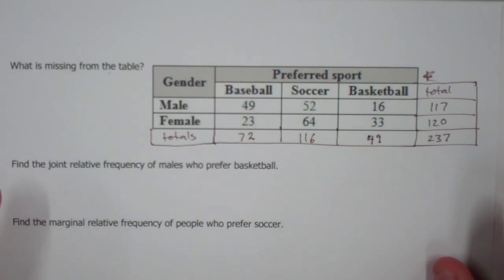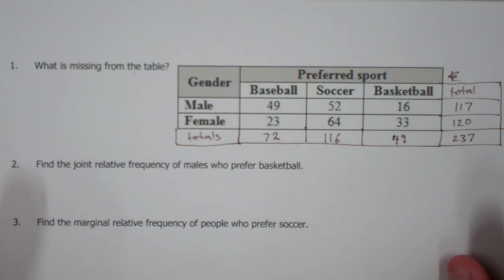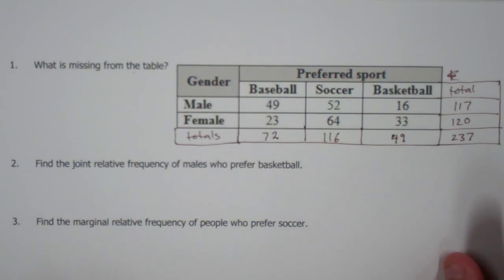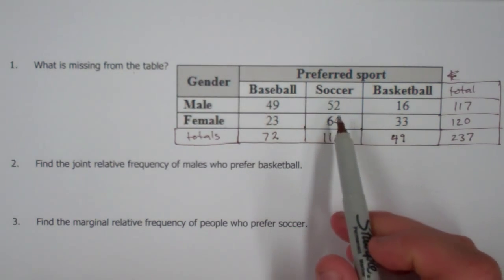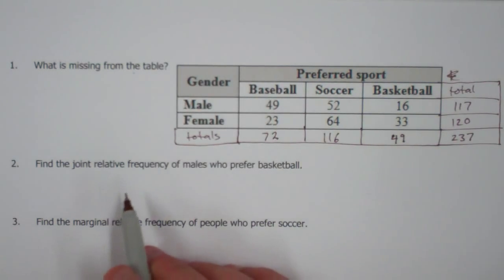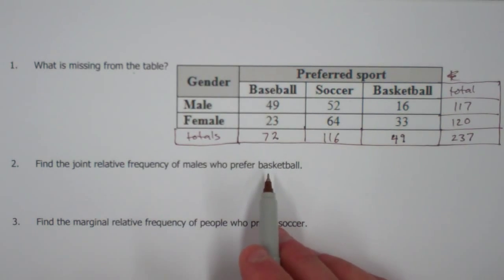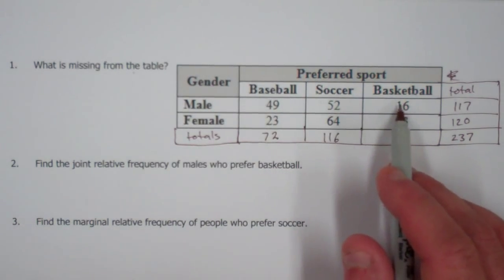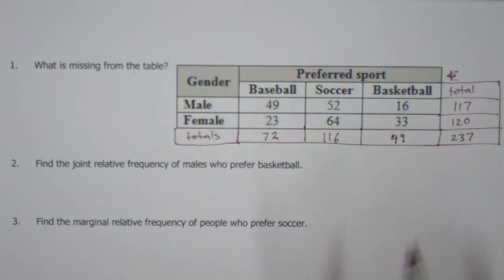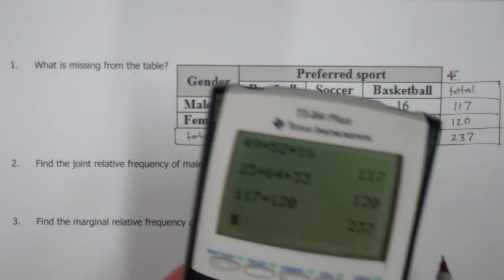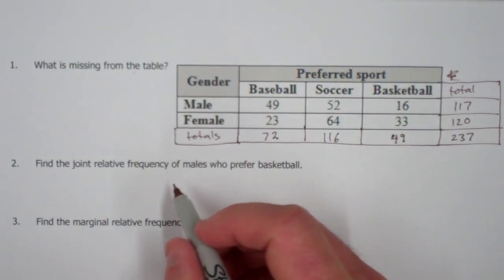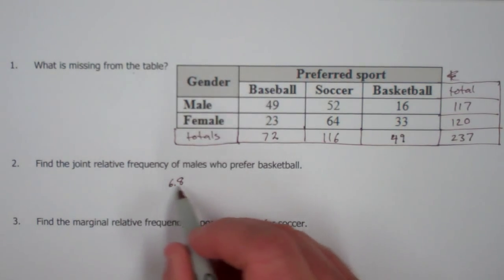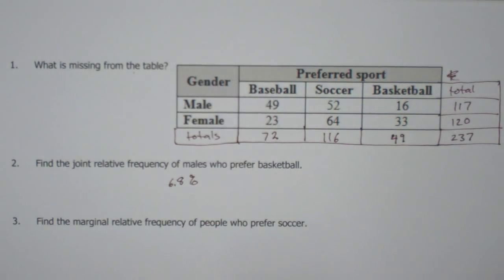So the first question, number 2, says find the joint relative frequency. So we're going to be taking one of the cells of the table, and we're dividing by the total. Males who prefer basketball is 16, and the total is 237. So 16 divided by 237 is 6.8%. We're looking for a relative frequency here, so we're looking for that percent.